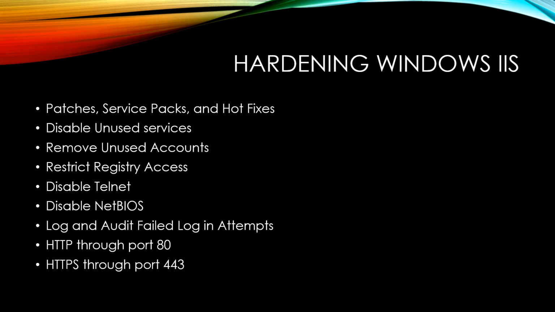Now that we know what Windows IIS is, we can start talking about how to harden this. Always the first most basic hardening technique would be to install patches, service packs, and hotfixes. This goes for pretty much any software or application you're running on your system. This helps you keep bugs out of your system. It also helps fix any known vulnerabilities that have been patched through the updates. And it just helps your system run overall more smoothly.